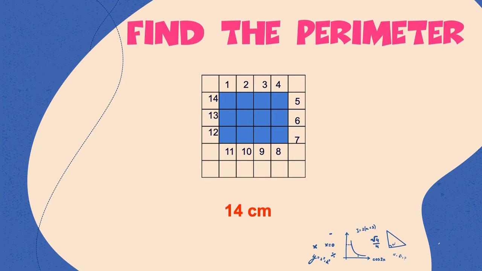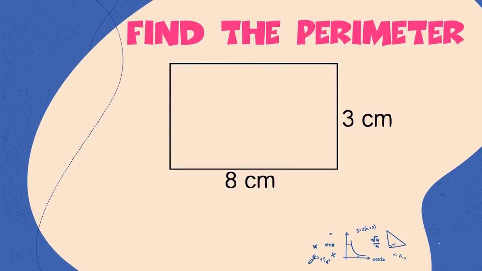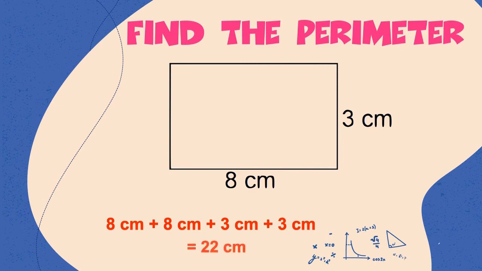Awesome job. What about this? How do we find the perimeter? Do you remember? That's correct. We add up all the sides. So when we do that, we should have 8 plus 8 plus 3 plus 3. Of course, we can't forget our units. So that's 8 centimeters plus 8 centimeters plus 3 centimeters plus 3 centimeters. And when we do that, we get a total of 22 centimeters.